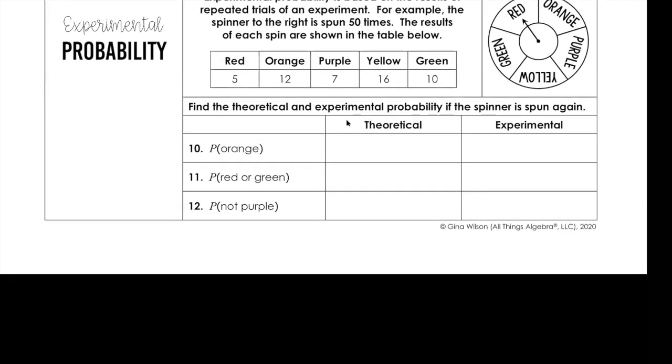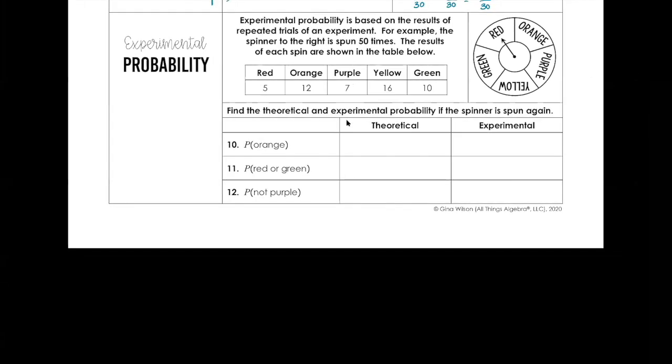Experimental probability is the probability found from repeated trials. So we're going to flick this spinner 50 times, and then we're going to just document the data as we're rolling, okay? So find the theoretical and experimental probability. If it's spun, again, we're saying, hey, we flipped this thing 50 times, right? That's our experimental probability.